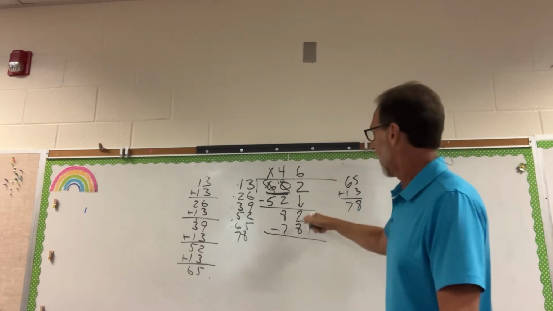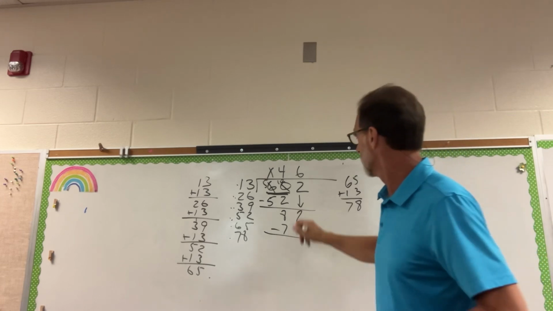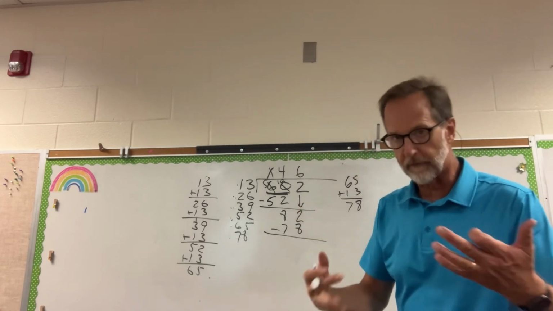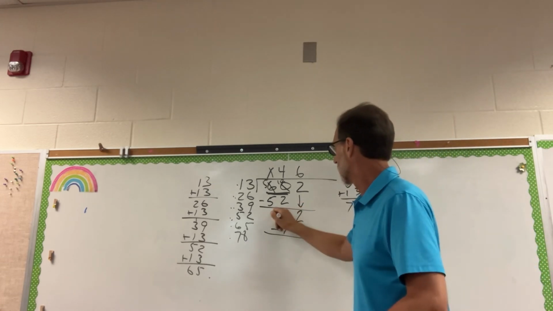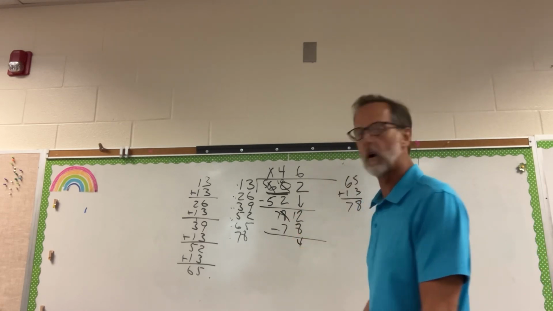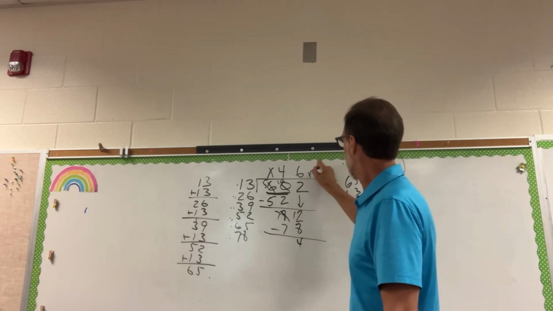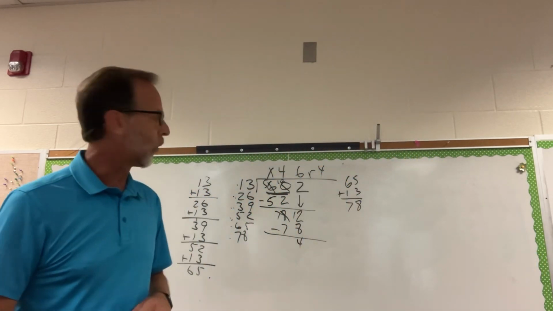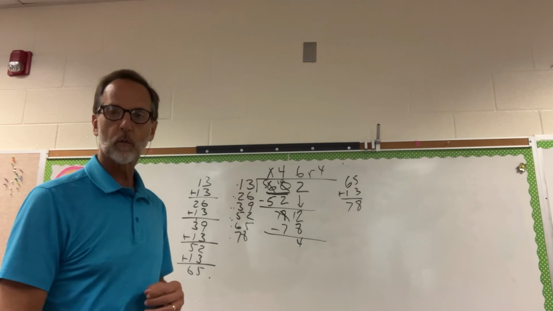Okay? All right, and now we're here. We got to do the subtraction. I can't do 2 minus 8, so we have to follow our rules of subtraction. That's going to be 7. This is going to be 12. 12 minus 8 is 4. Okay? So we get 46 with a remainder of 4 for my answer. 46 with a remainder of 4.